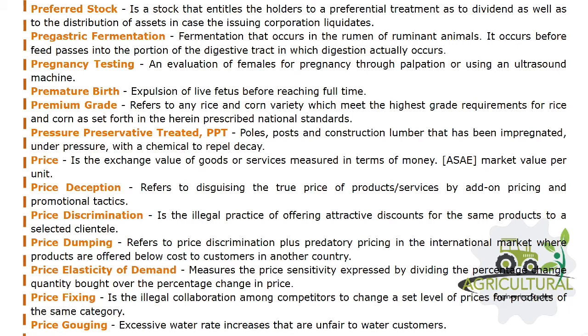customers in another country. Price elasticity of demand measures the price sensitivity expressed by dividing the percentage change in quantity bought over the percentage change in price. Price fixing is the illegal collaboration among competitors to set a level of prices for products of the same category. Price gouging: excessive water rate increases that are unfair to water customers.